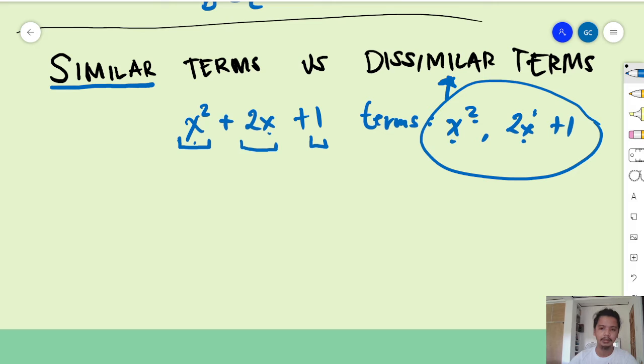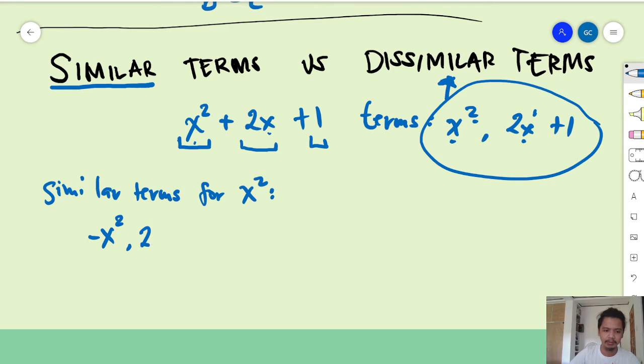Okay? So, anong itsura ng similar terms? Pwedeng similar terms, kung halimbawa, gagawa tayo ng similar term sa x square. Ang similar terms for x square ay itong mga ito. Pwede natin yung isulat na negative x square, pwedeng 2x square, pwedeng 100x square. Lahat ng tatlong ito ay actually similar term sa x square.